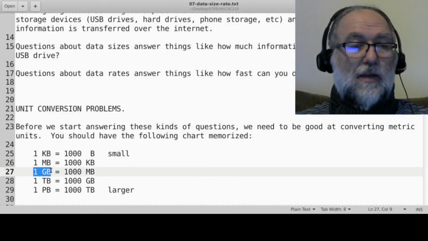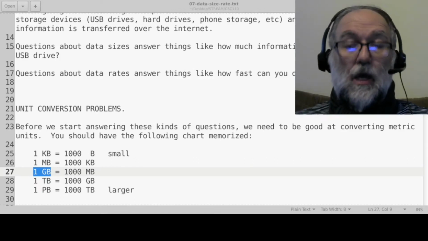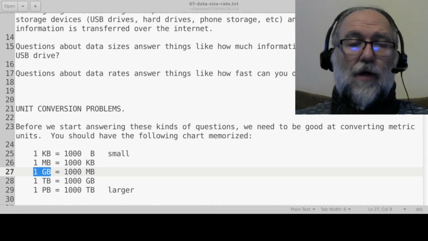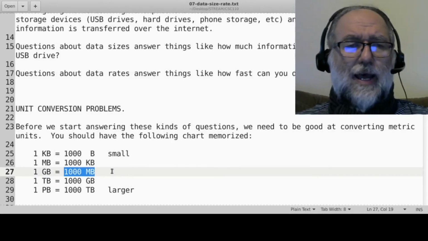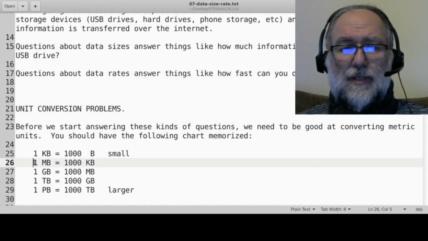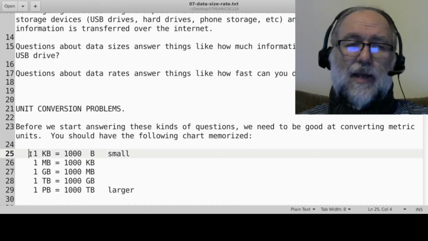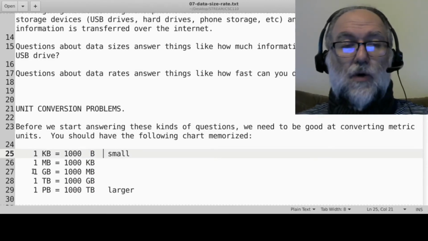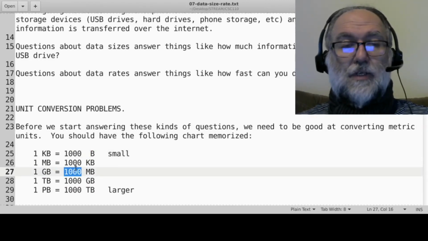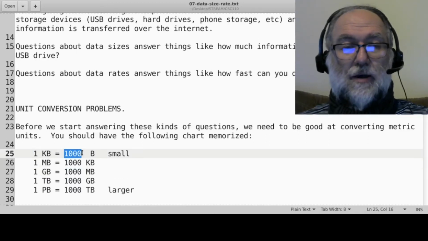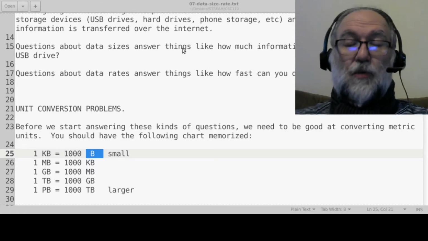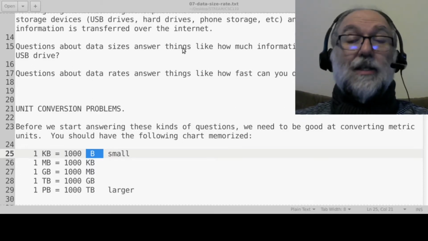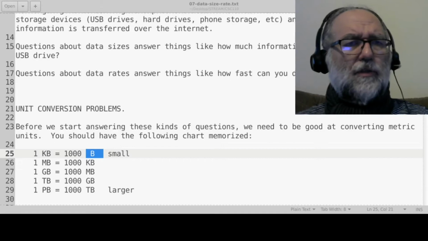So let's do that. If I ask the question, how many bytes are in a gigabyte? Well, then you would say something like this in your head. A gigabyte is 1,000 megabytes, but a megabyte is 1,000 kilobytes, but a kilobyte is 1,000 bytes, and so a gigabyte is 1,000 times 1,000 times 1,000 bytes. We're going to be doing some problems like this, so let's do those problems, and hopefully that'll help out.